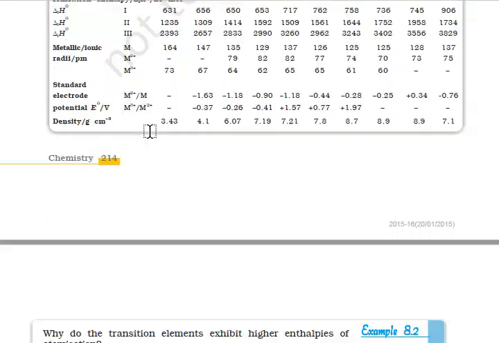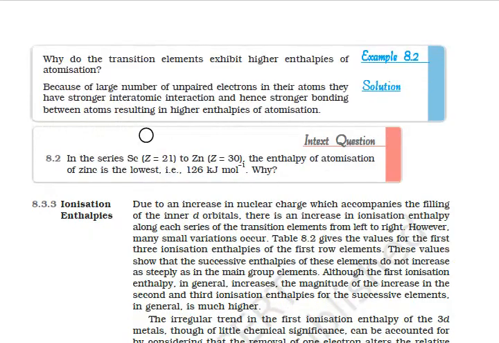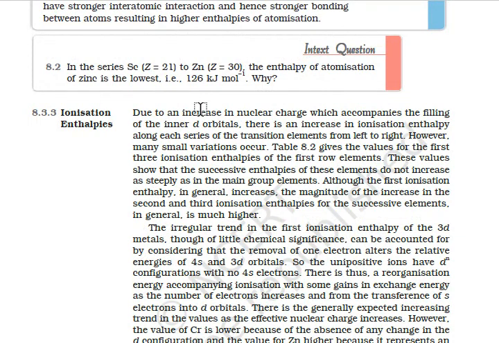Next, a question asks why the transition elements exhibit higher enthalpies of atomization. Because of the large number of unpaired electrons in their atoms, they have stronger interatomic interaction, and hence stronger bonding between atoms, resulting in their higher enthalpies of atomization.